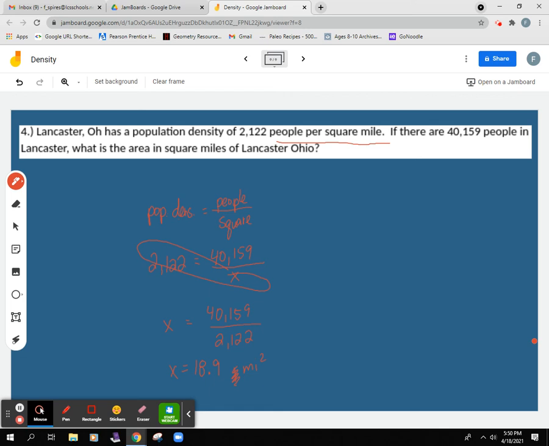So hopefully this lesson gave you a good idea of what density is, but also let you see that a lot of these density problems, it's just reading and using the clues to tell you exactly what to divide to get there.